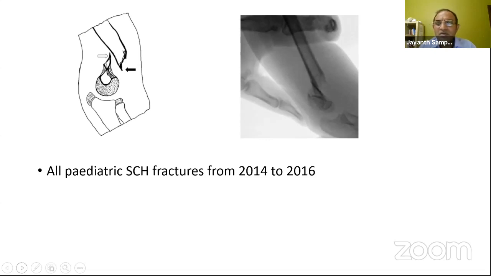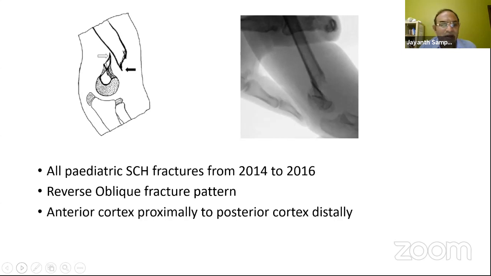Yeah. So in the typical sagittal oblique pattern, you have an anterior spike on the proximal fragment. Here, the anterior spike is on the distal fragment. And that makes reduction difficult because the spike impinges on the proximal fragment as you try to reduce it. So they included all pediatric supracondylar fractures from 2014 to 16 with this particular reverse oblique pattern.